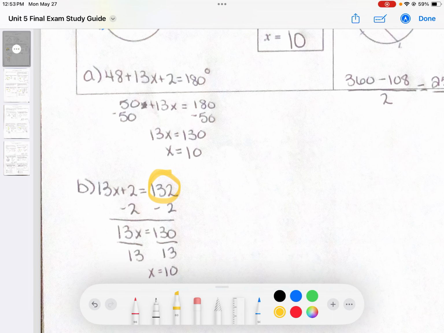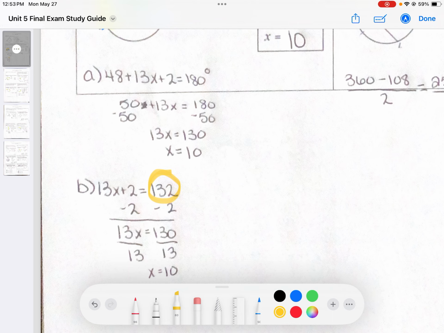So I subtract 2 on both sides, which leaves me 132 minus 2 is 130. And once again, 13 times some number equals 130. I have to figure out what that number is. X just represents a variable. Don't think too deeply about x and y and a and b. It just represents the unknown. I'm trying to figure out what that unknown is. In this case, we're calling it x.